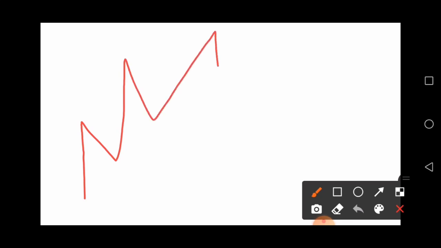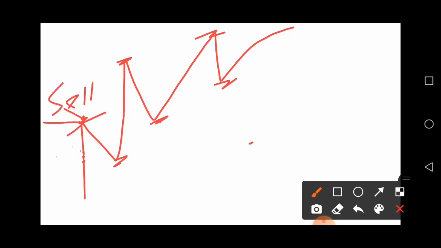This is a volatile market. It makes reasonable higher highs and higher lows. So it goes like this. This is a high here, this is a higher high, this is a higher high, this is a low here, this is a higher low, this is a higher low. So assuming we open a position at this level, maybe we opened a sell. You open the sell position at this level.